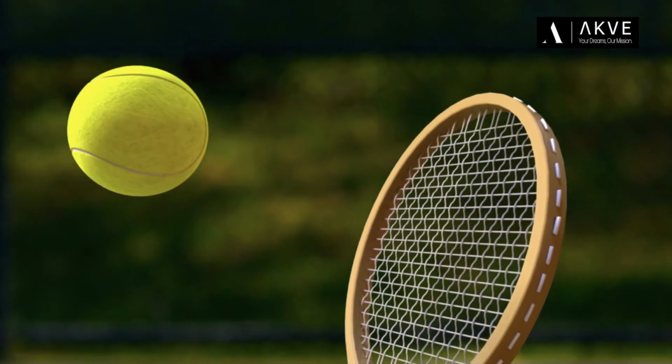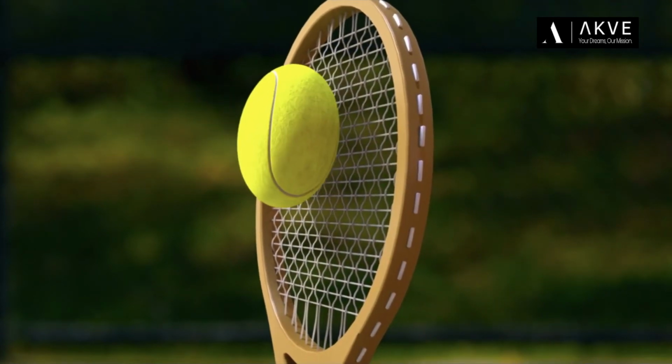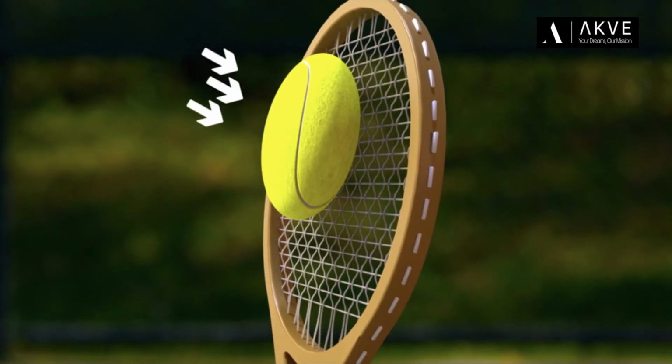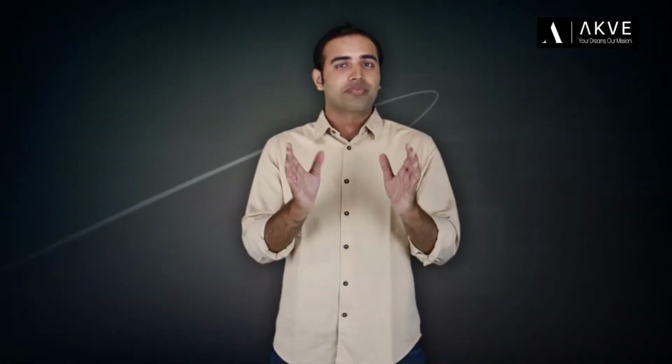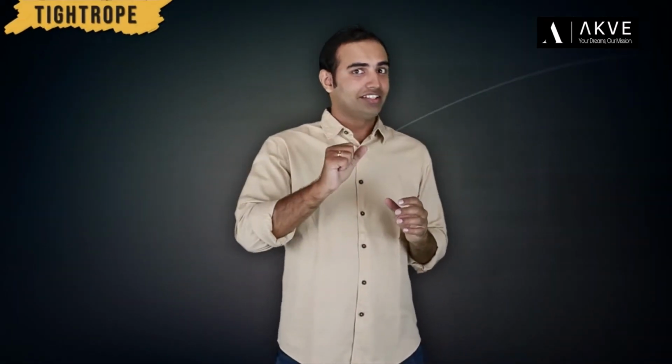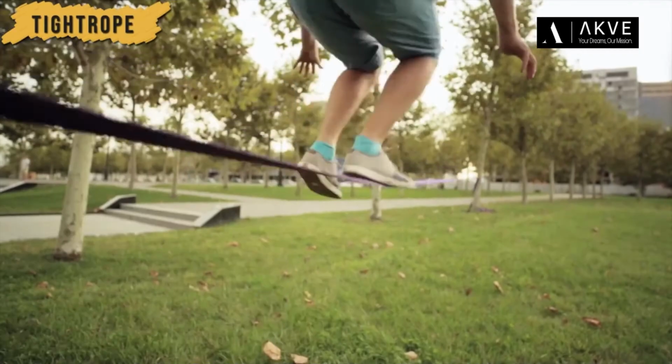So here you can see a fast tennis ball approaching towards the racket. Now when the racket strikes the ball, you can see a major deformation happening in the shape of the ball. Take a good look at it. Cool. The next example on my list is the rope that is used for tightrope walking.